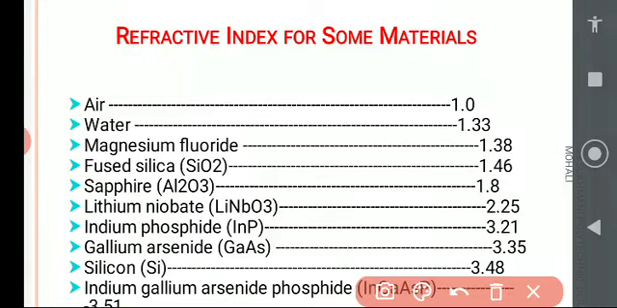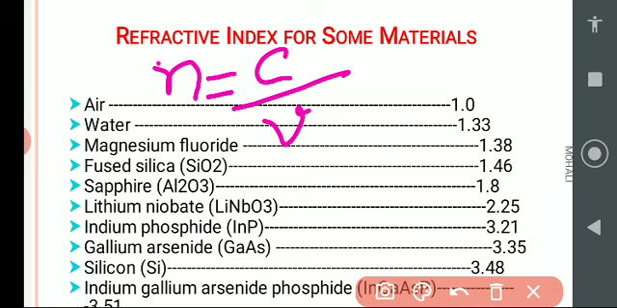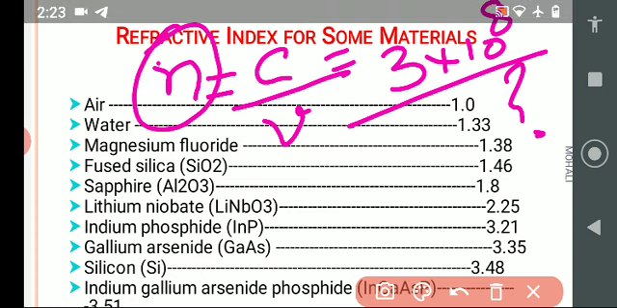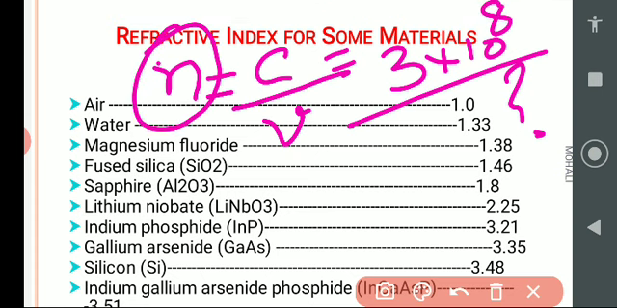Again, I will show you the formula. Refractive index is denoted by n, and it is equal to the ratio c by v, where c is 3 into 10 to the power 8 meters per second, divided by the velocity in a particular material. So this n is the refractive index, and these are the values of n.